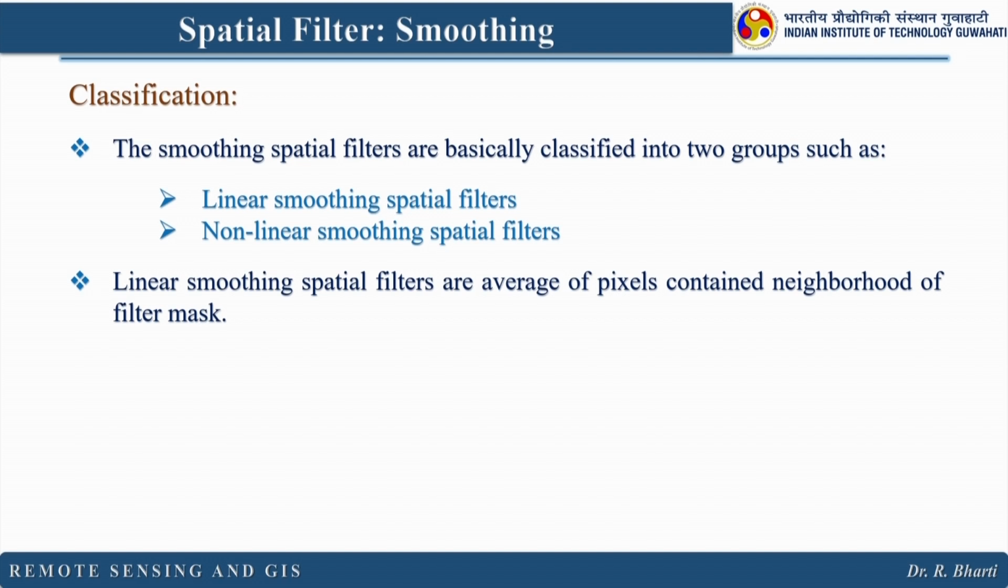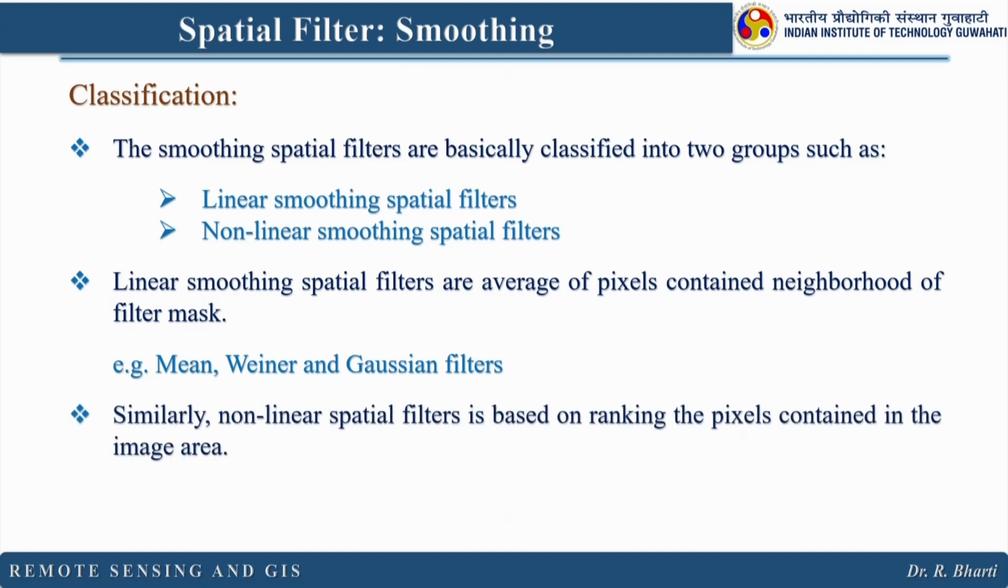So, linear smoothing spatial filters take the average of pixels contained in the neighborhood of the filter mask, right. For example, mean, Wiener and Gaussian filters, right. Similarly, a non-linear spatial filter is based on ranking the pixels contained in the image area. So, these are minimum, maximum and median filters. We will see examples of which one is best among these linear and non-linear filters, right.